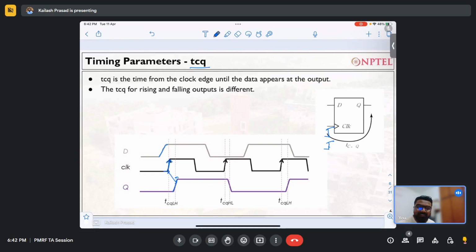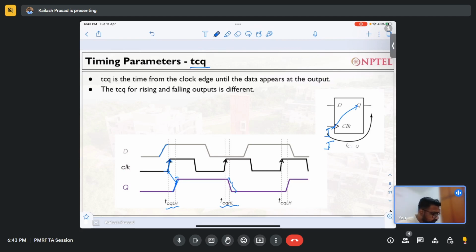This delay is the internal delay of the flip flop, and we call this the clock to Q delay. That is the reason why it is called TCQ. Again, it can be of two types: TCQ low to high, where Q is going from low to high, and TCQ high to low, where Q is going from high to low. So as soon as you provide the clock, the output doesn't come immediately. Output comes after some time, and this is called T clock to Q.